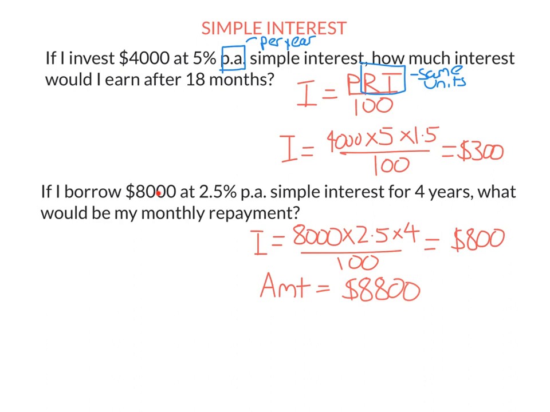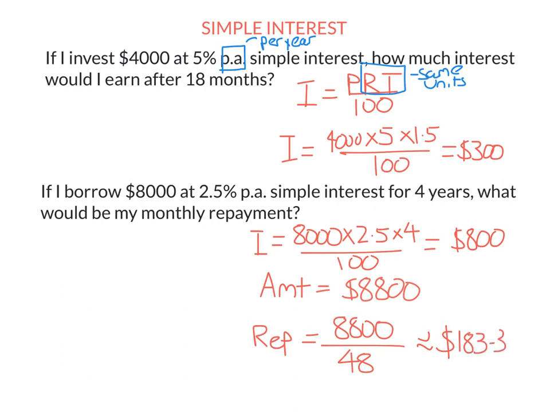I need to repay the $8,000 plus a bit more interest of $800. So I need to pay back that in total. To figure out how much I need to pay back per month, my repayment, which I'll just call REP, will just be the amount I'm paying back divided by the number of months. So 4 years is 48 months. If you put that on your calculator, you get approximately $183.33 every month, and we're done.